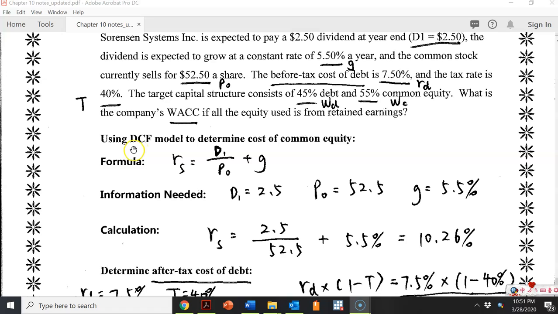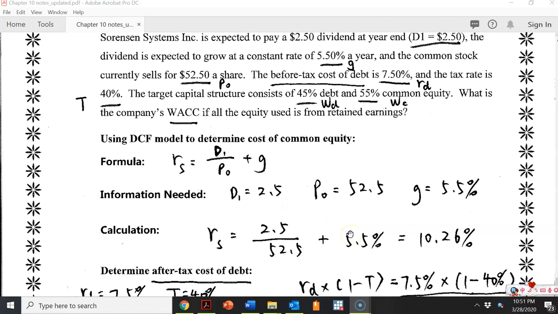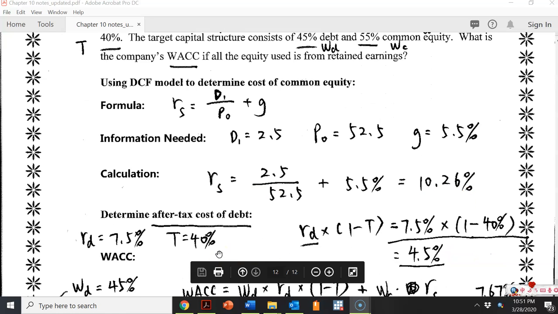First, we can use the constant growth model version of the dividend discount model, or discounted cash flow model, to determine the cost of common equity, RS. It should be equal to D1 over P0 plus G. D1, P0, and G are all given, so we can just plug the numbers in. We have 10.26% as the cost of common equity.